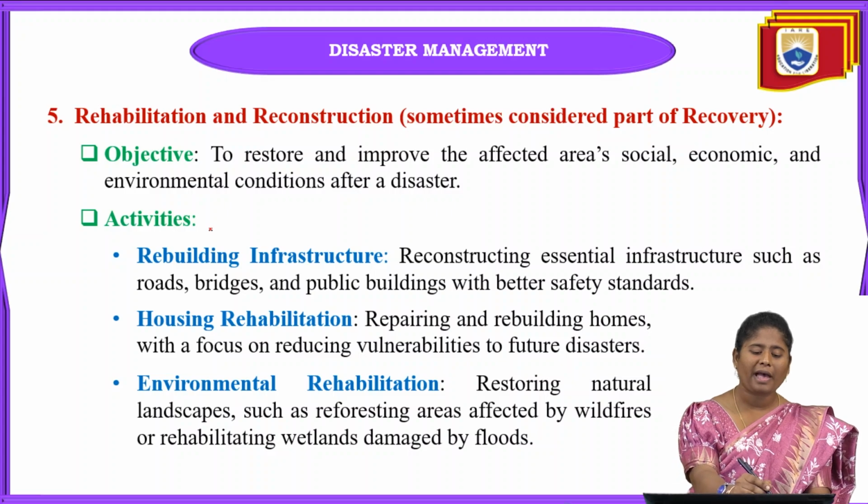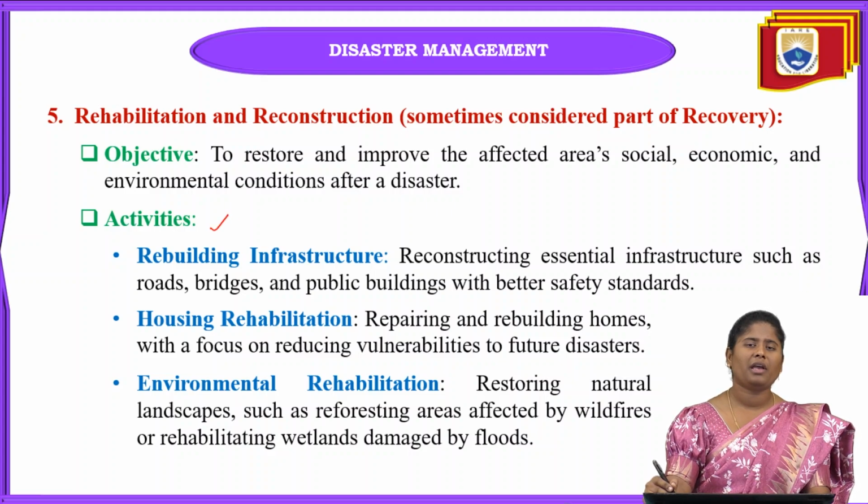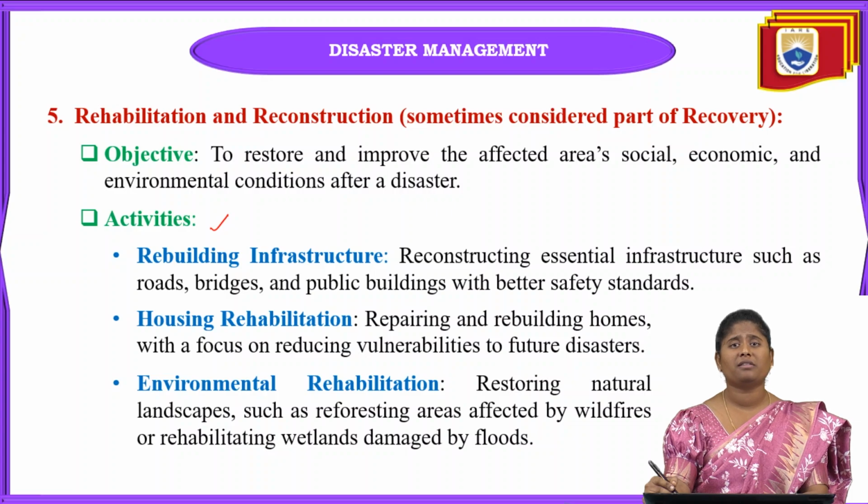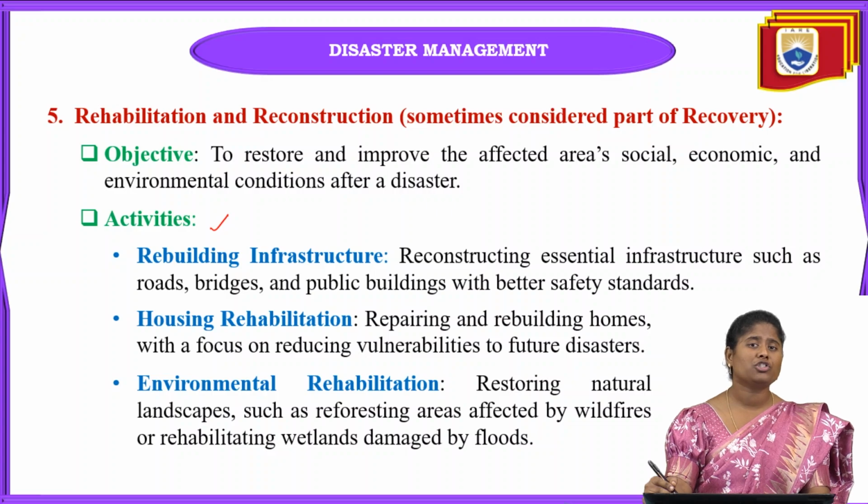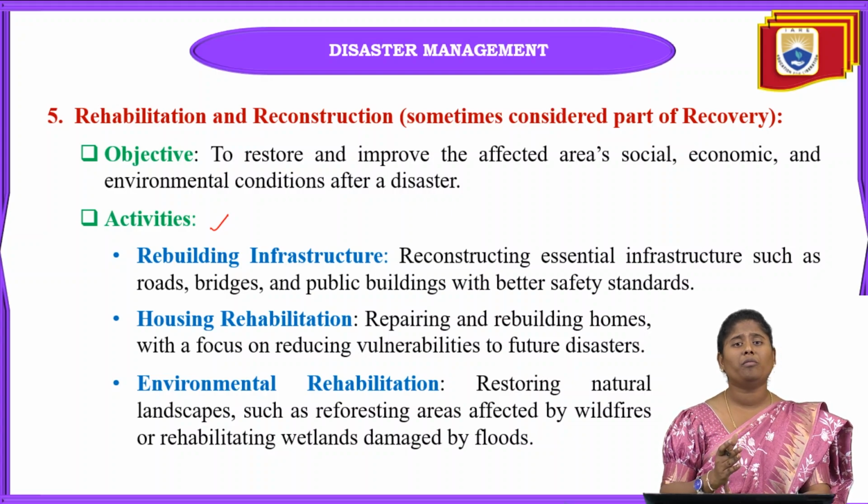First of all, the main activities we can do in rehabilitation and reconstruction: first one, rebuilding infrastructure. Infrastructure like buildings, dams, high-rise buildings, public buildings, roads, and the overall transportation facility can be damaged because of these disasters. So we have to construct them again. After the buildings collapse, we again have to construct buildings, and at that time we have to build them with better safety standards. And next one is housing rehabilitation.